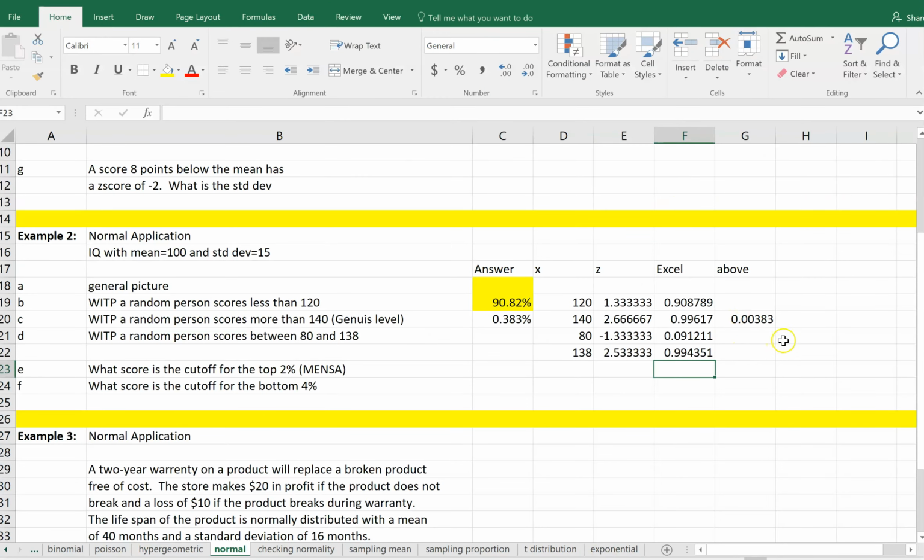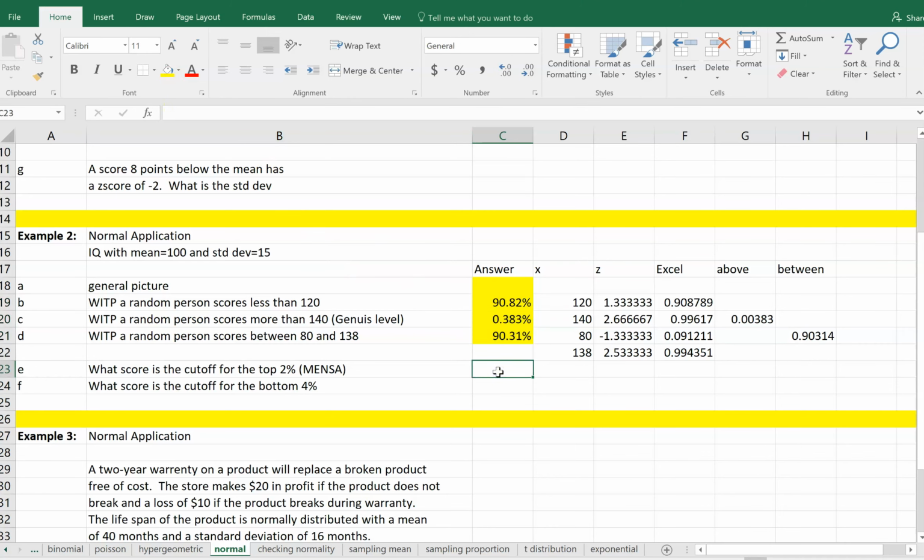In Excel, when I want to do a between, I would subtract the two areas. See my previous video on normal to see why that makes sense. So our answer in this case would be 90%. 0.9031. Excellent. Change that to a percent, add some decimals, and we're good. So there's our part D answer.